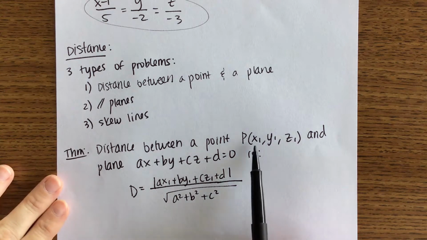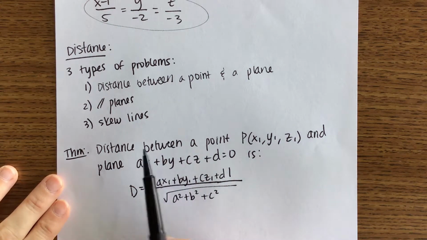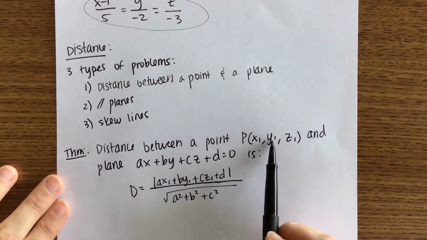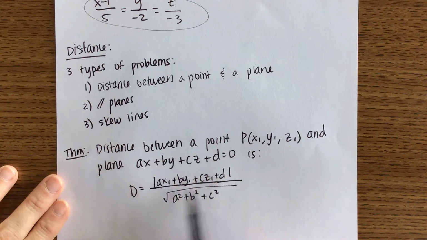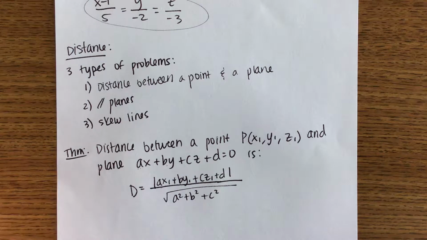So what this is saying is if I give you a point and I give you a plane, this a times x1, you're going to take that a, multiply by that x1. B times that y1. C times that z1, and add d. Take the absolute value and divide by the square root of those three. Does that formula make sense? Okay, I'm skipping then the first type of problem, distance between a point and a plane, because it's just plugging right into the formula. Is that okay?